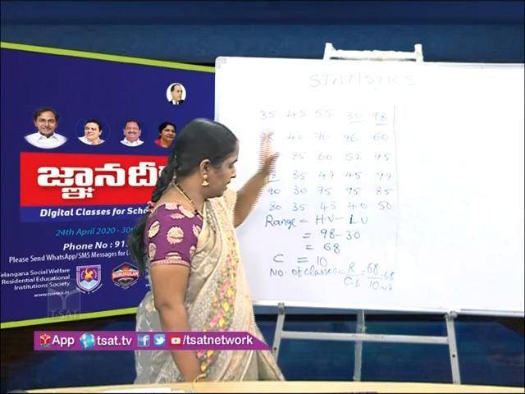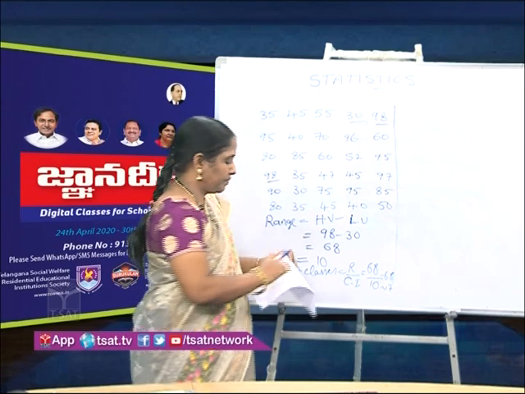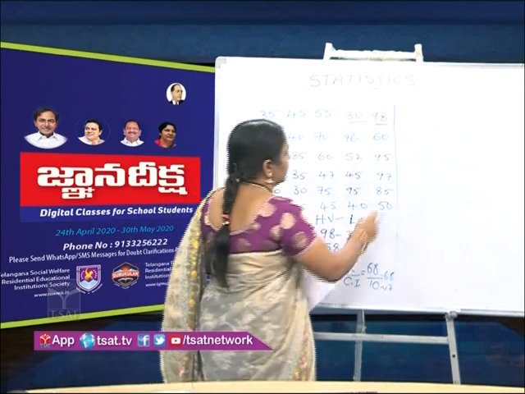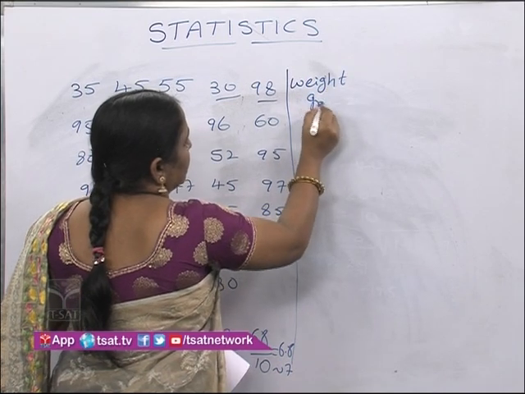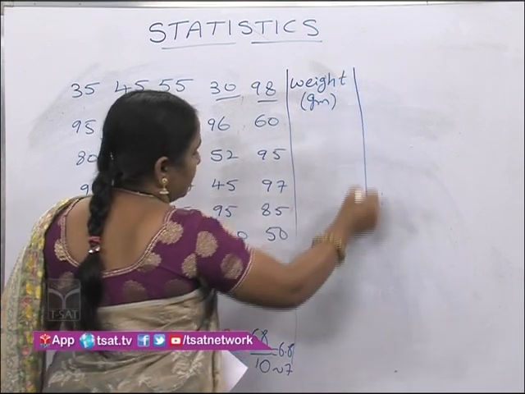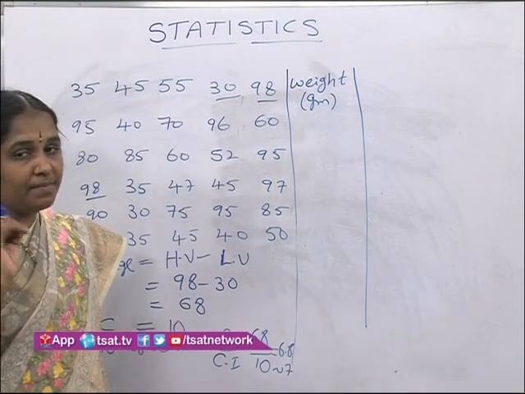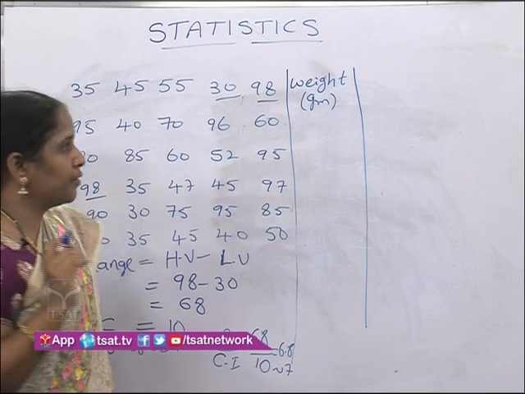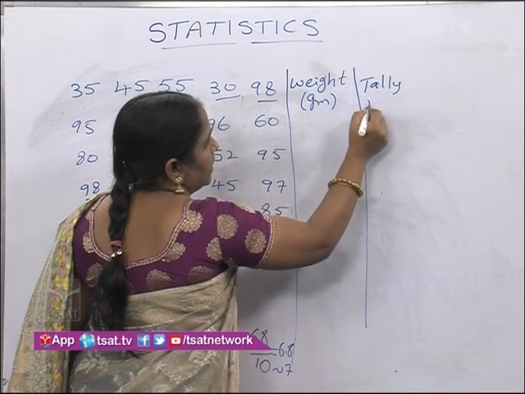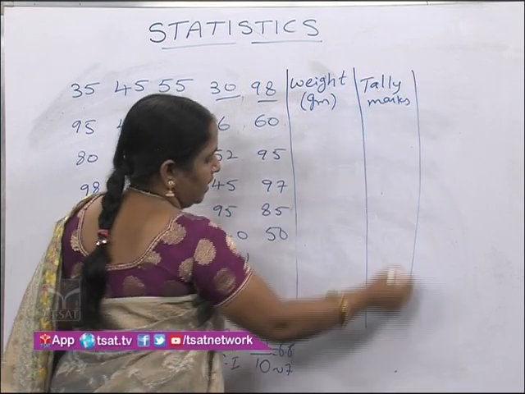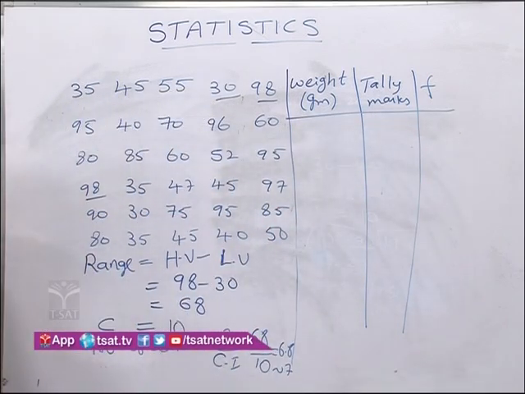Here we have 30 as the smallest, and this data, as I told you, is the weights of the mangoes. So the first heading should be weight in grams. And the second heading, as usual, if you remember, tally marks, which we used in the first class also to prepare the ungrouped frequency distribution table. And finally frequency. We count the tally marks and write the frequency of the data.